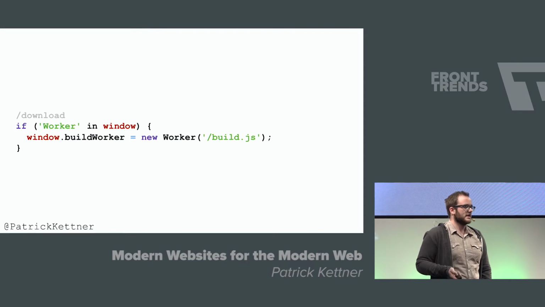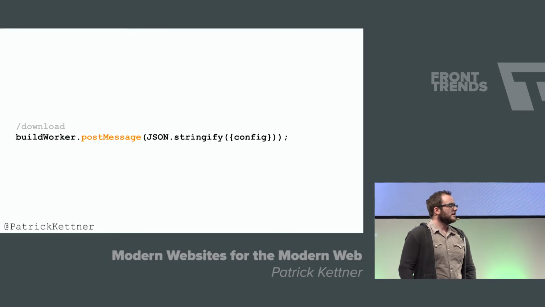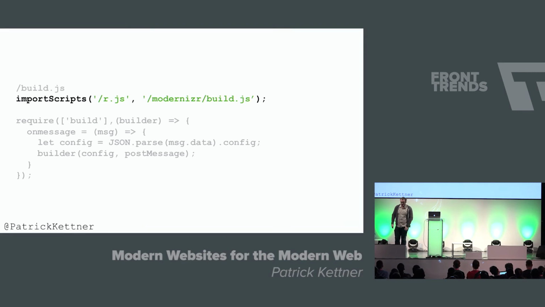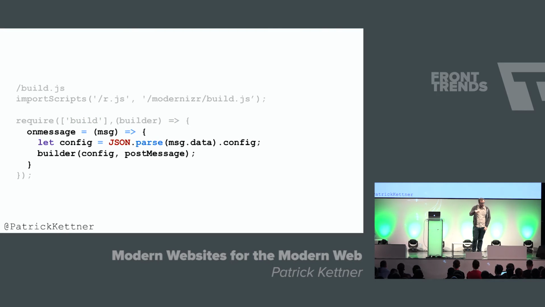That looks like this. We have the same registration. We do a new worker for build, and then all we are doing is passing in that same config to get the built file. We're calling in r.js, which is a browser supported version of require.js, because remember we're using require modules, unfortunately. And then we also call in Modernizr's build.js file, which is an isomorphic builder. It's what we use on the command line, in the browser, anywhere that JavaScript executes, basically. So we are calling in the require.js require for the build file, and then we get the builder, and then we establish our on message handler. So now that we're within require.js land, we're able to grab that config, create the dynamic Modernizr file, and generate the output in a string.